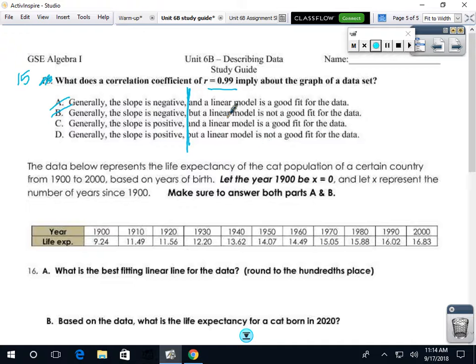Now let's look at the other part. If it's 0.99, is a linear model a good fit or not a good fit? It is a good fit. What they mean by a linear model not being a good fit is like if you had an R value of like 0.4, wouldn't the points be scattered out a lot and you might not know where to draw a line? That's what that means by not a good fit, is if you had trouble figuring out where to draw a line, which means your R value is getting closer and closer to 0. If your R value is close to 1, it's easy to draw a line. The points pretty much make the line for you, right?